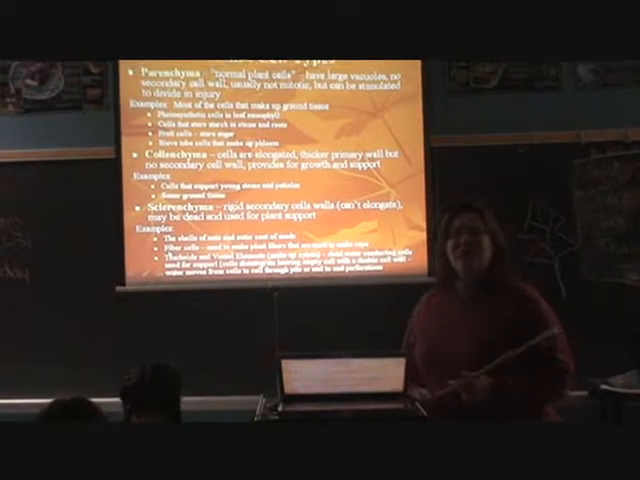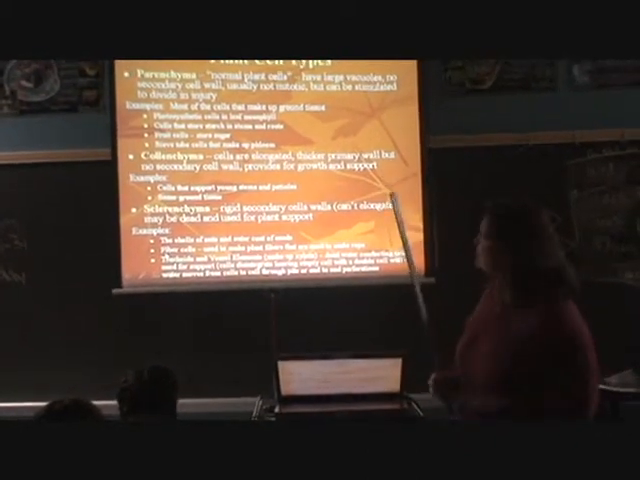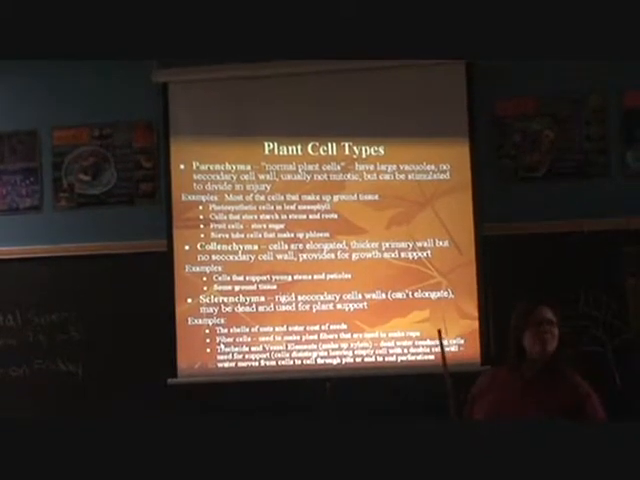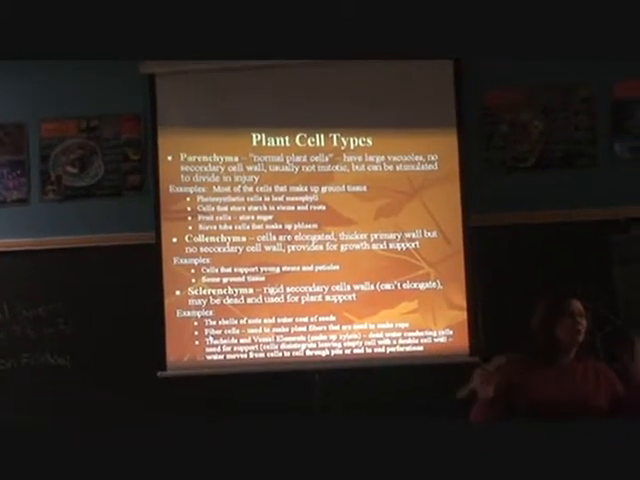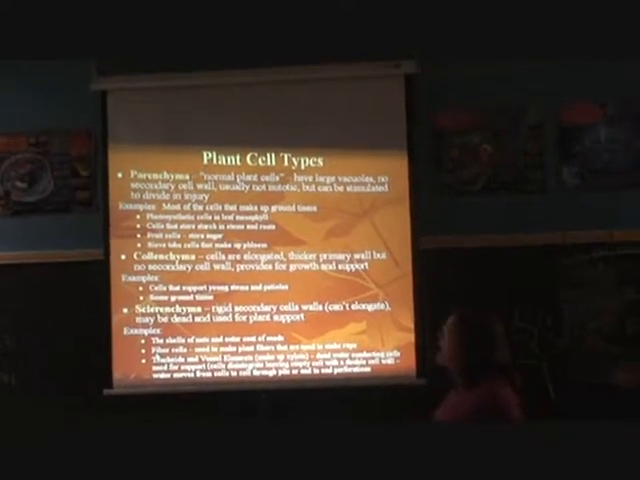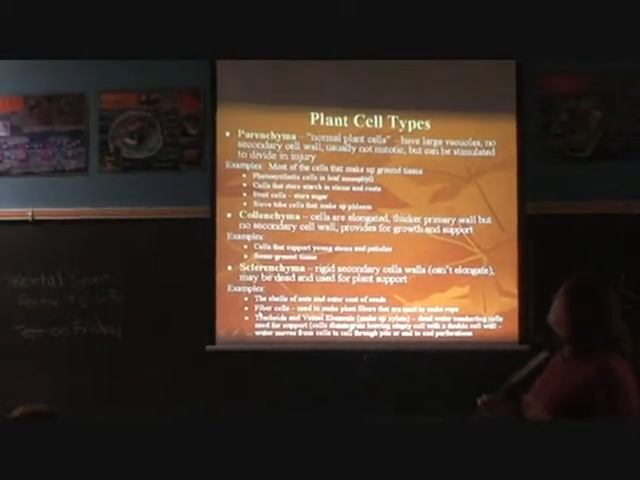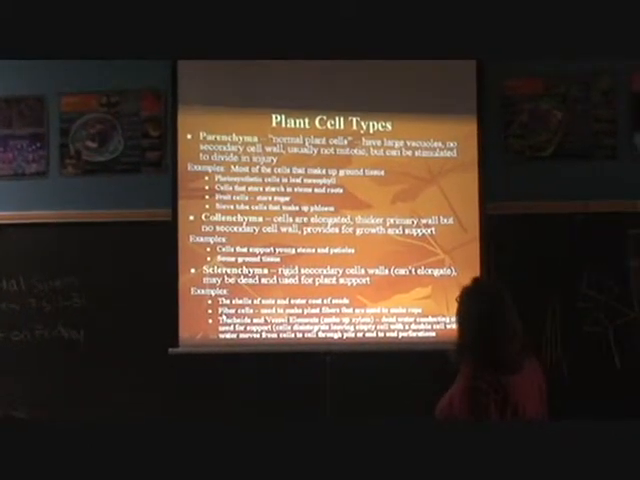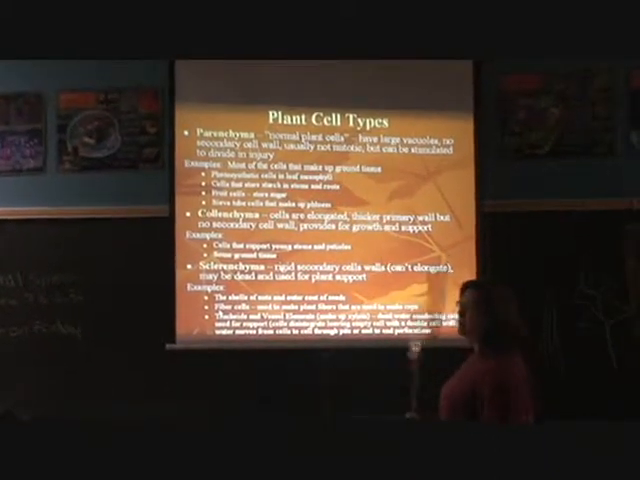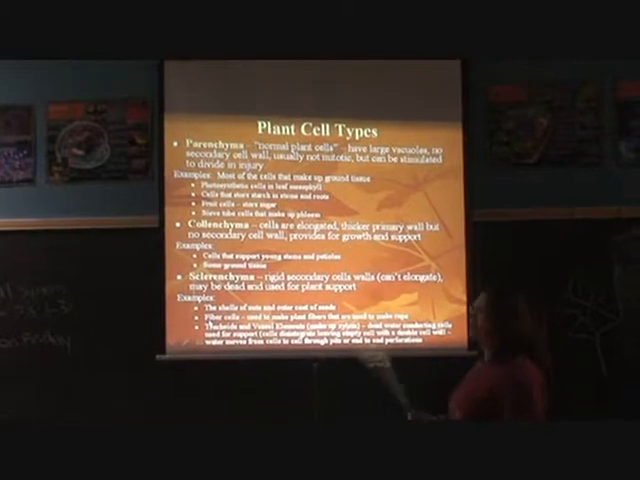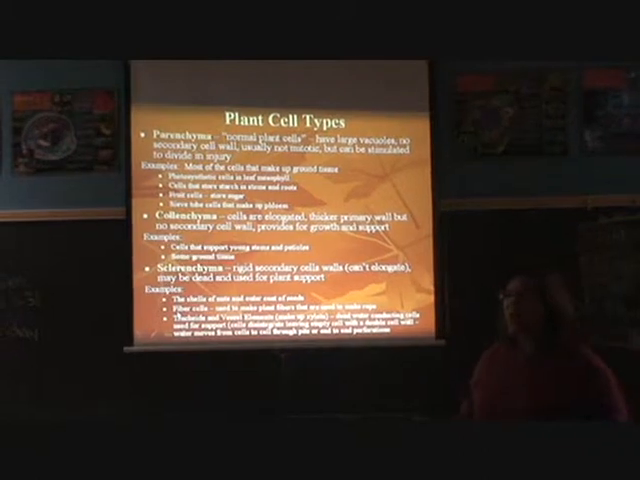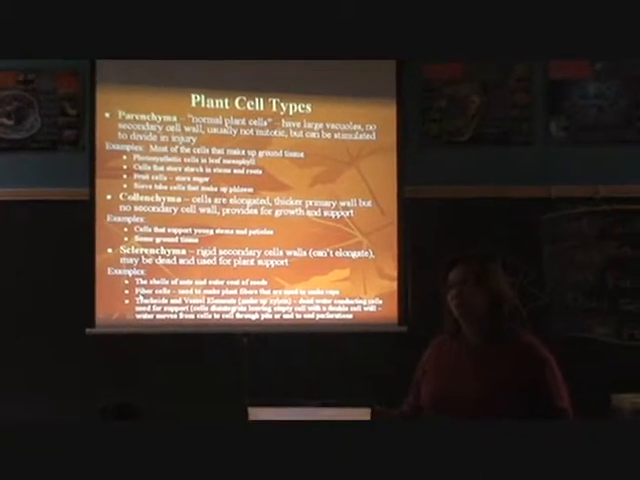Sclere actually means hard. So parenchyma are your normal plant cells that you think of when you think of plant cells. They have a huge central vacuole, they have a cell wall, they usually have chloroplasts. As it says, they're usually not undergoing mitosis, and you're going to find them in lots of places: all your photosynthetic cells, all your storage cells, a lot of your ground tissue, and the phloem of your vascular tissue, but not the xylem.